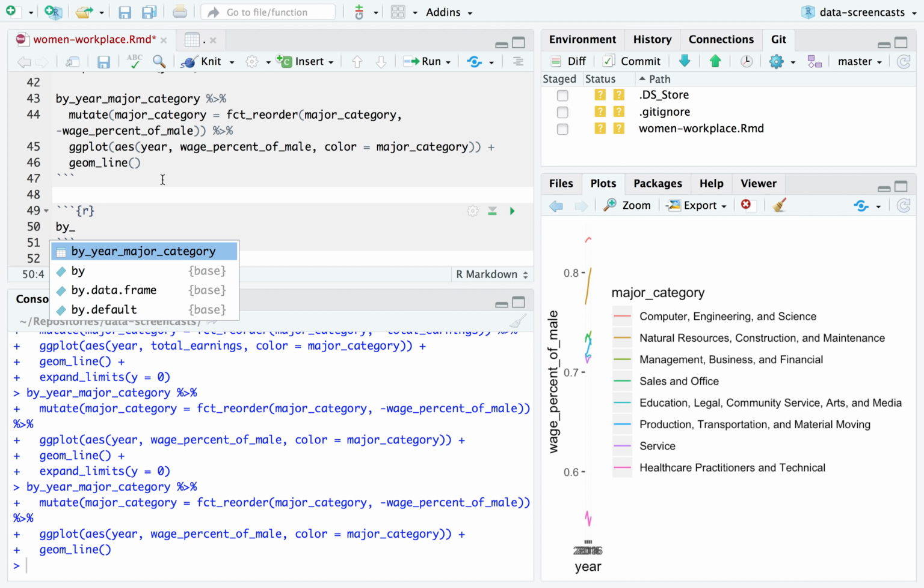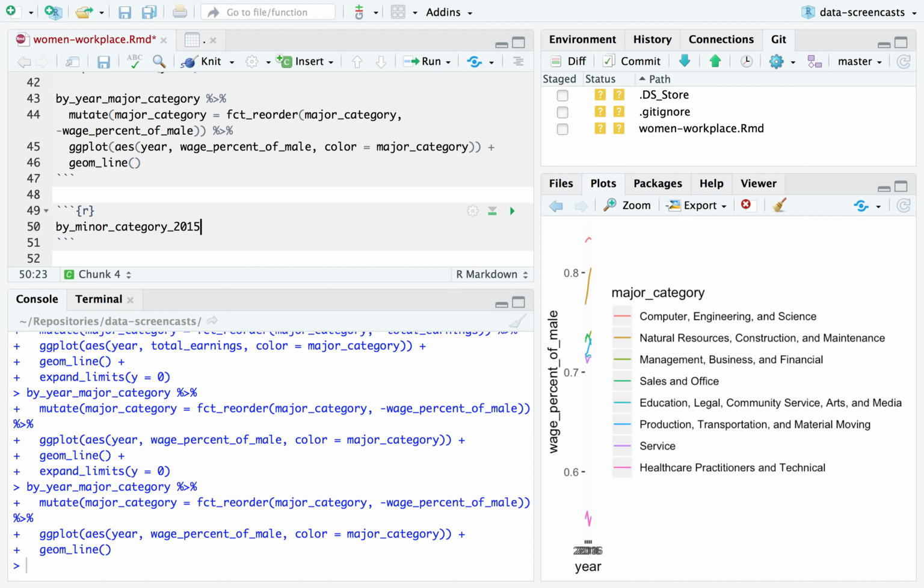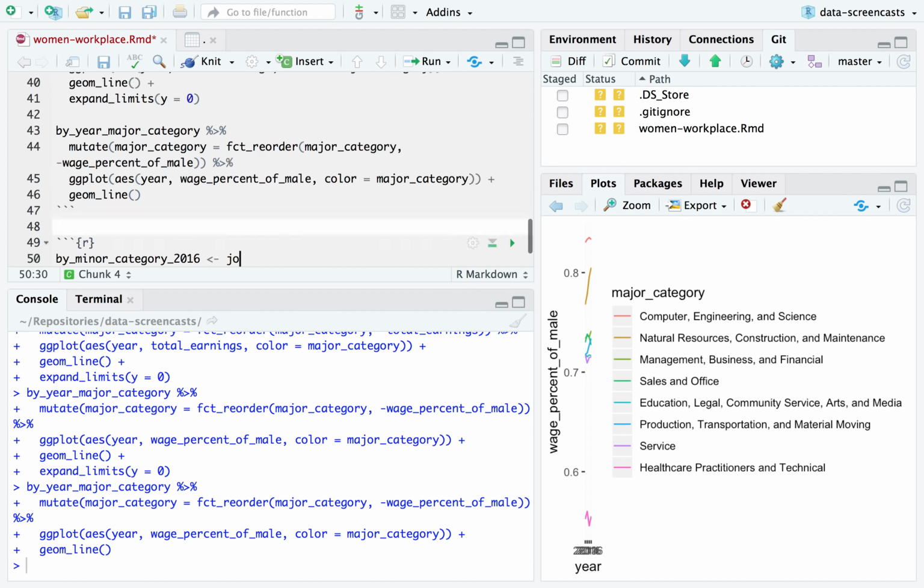So I'm going to actually say by minor category 2016. And from that, I'm going to do jobs and gender. I'm going to filter for year equals 2016. I'm going to group by the minor category. I'm going to perform my summary by summarize jobs and gender. So I did a different aggregation than I did before. The last time I did it across all years. Here I'm doing it for 23 categories.